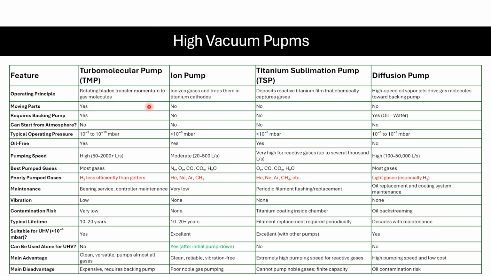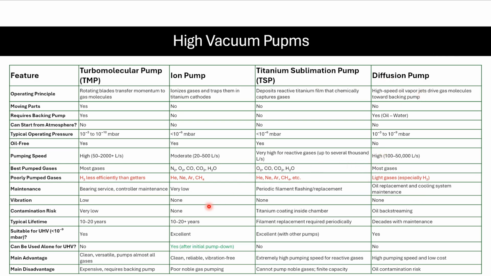So the most important parts are: the turbomolecular pump cannot effectively pump hydrogen. The ion pump is very bad for helium, neon, argon, and methane. The titanium sublimation pump is very ineffective for helium, neon, argon, methane, or whatever. And diffusion pumps are not effective for the light gases.